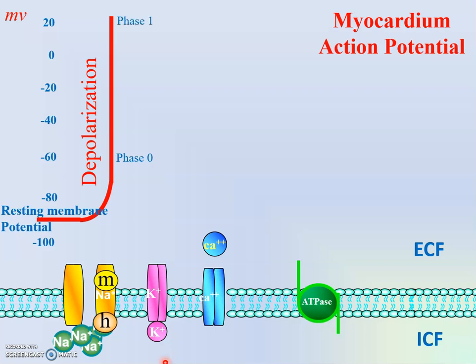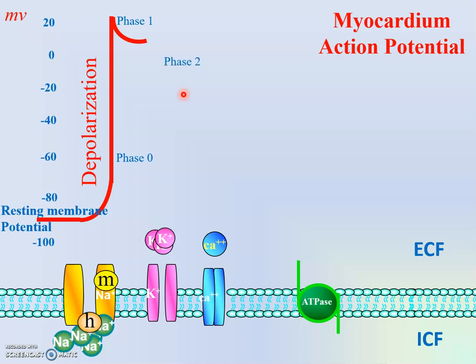From there, phase 1 will be initiated. It is initiated by opening of the potassium channel and the closure of the sodium channel. It leads to early rapid repolarization. The opening of the potassium channel leads to potassium ions leaving the cell, and it forms a notch at the particular graph. Phase 0 to 1 corresponds to the R and S waves in the ECG.